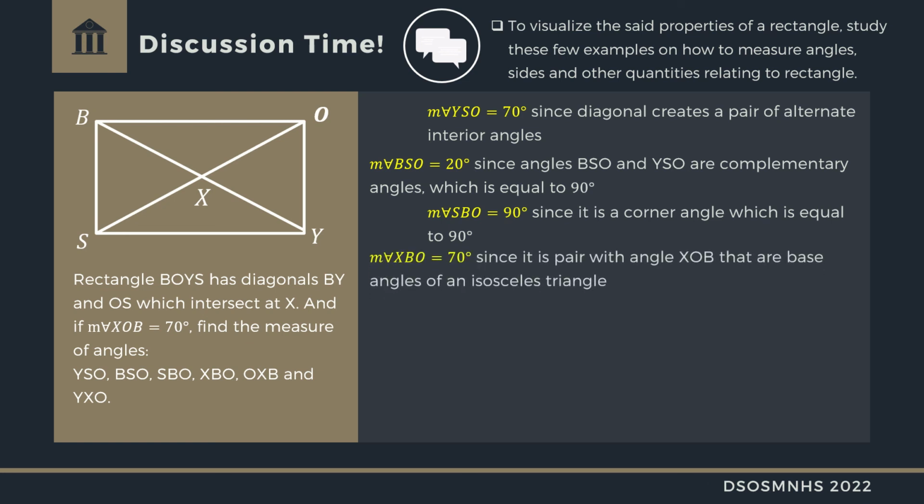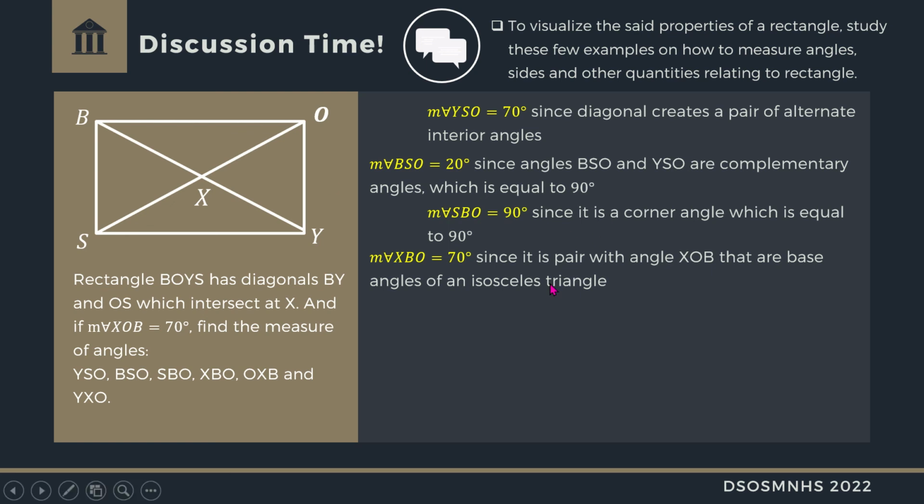Next is the measure of angle XBO, the one on top. That is 70 degrees since it is paired with angle XOB. They are base angles of an isosceles triangle. Which isosceles triangle? This triangle BXO, the inverted one on top. If one base angle is 70 degrees, the other is also 70 degrees, because an isosceles triangle has two equal legs and two equal base angles.